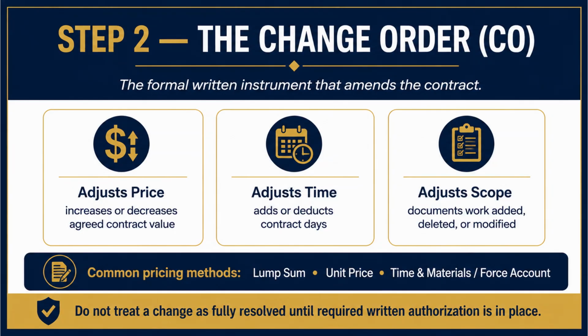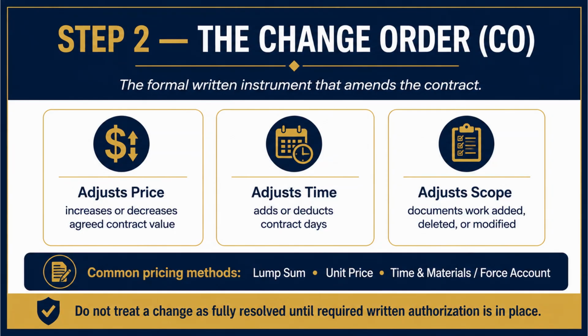The contract value drops. It adjusts time, adds or deducts contract days. And this is the one young engineers forget. Every change has a time dimension, not just a money dimension. If added work pushes your completion date, you'd better capture those days in the change order, because if you don't, you're still on the hook for the original deadline, and now you're exposed to late penalties for work the owner added. It adjusts scope, documents the work added, deleted, or modified. The change order is the official record of what changed.